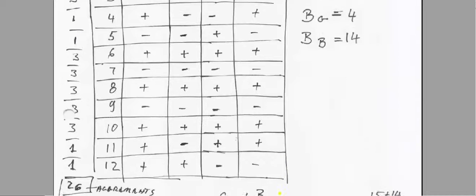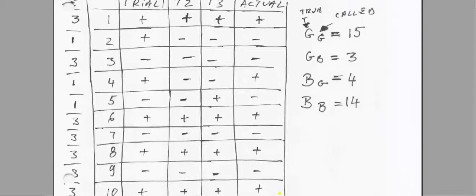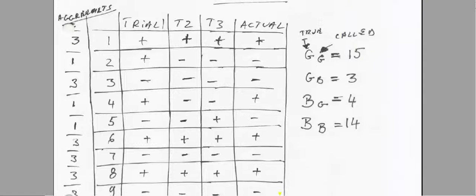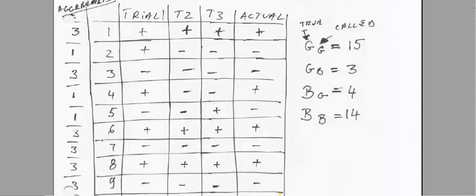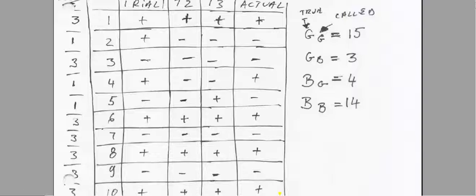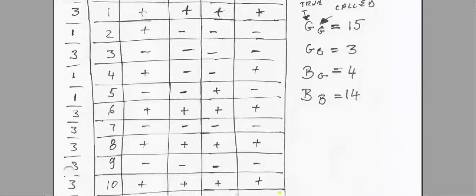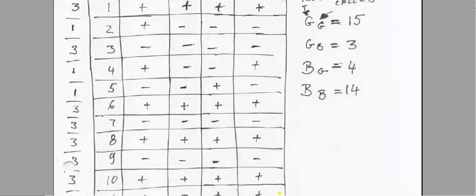In this particular example, we have 12 units and 3 measurements, so we have 36 total data points. If you review the data, you'll find that we have 15 true goods, which we call good. We also have 3 goods which we call bad, and 4 bads which we call good, and 14 bads which we call bad.